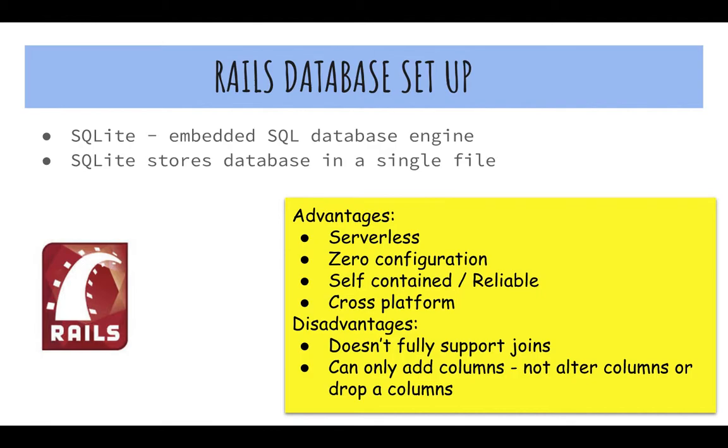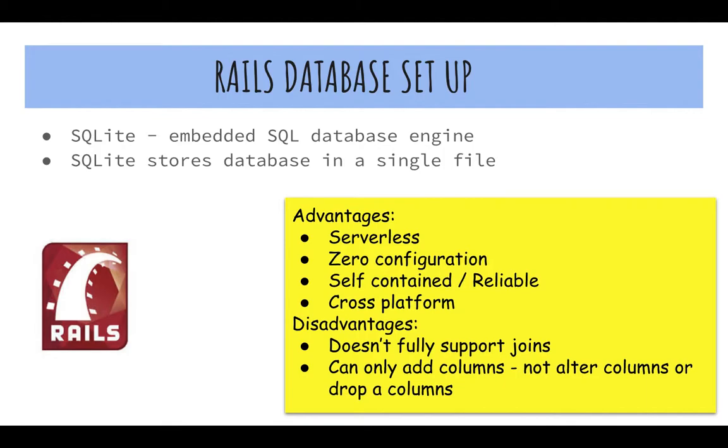Welcome to this second video in our series of lessons on Rails mastery. In this lesson, we look at Rails database setup, and we look particularly at SQLite, which is an embedded SQL database engine for Rails. SQLite stores our database in a single file. It has various advantages. It's serverless, it involves zero configuration. It's also self-contained and reliable. And we can use it on different platforms such as Mac, Windows, etc.